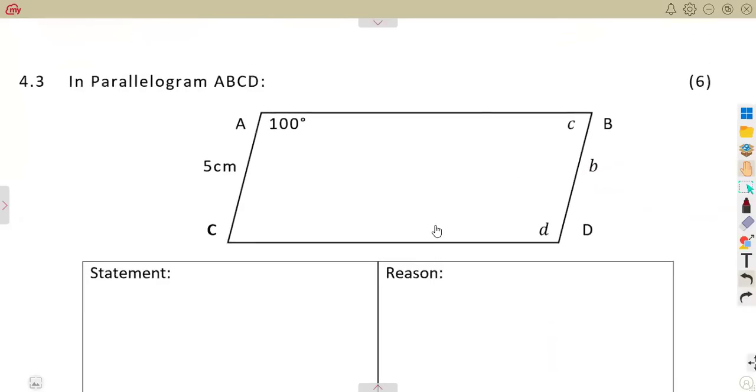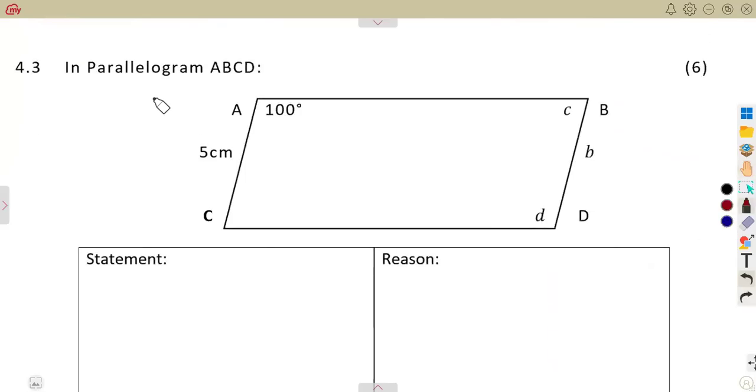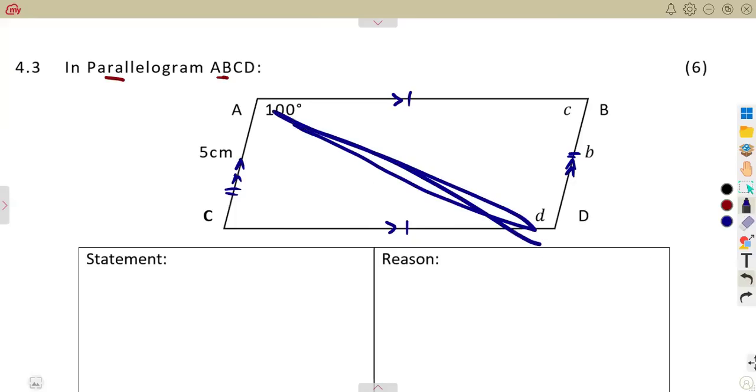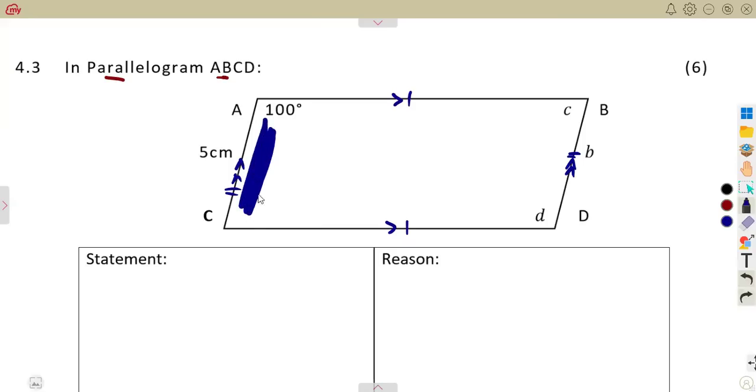On 4.3, we are given this is a parallelogram, ABCD. We are given the name of the shape already, so we can use the properties of the shape. Remember the properties of a parallelogram: opposite sides are parallel and equal. The opposite angles of a parallelogram are equal. These angles are co-interior angles, they add up to 180 degrees. These two angles add up to 180.